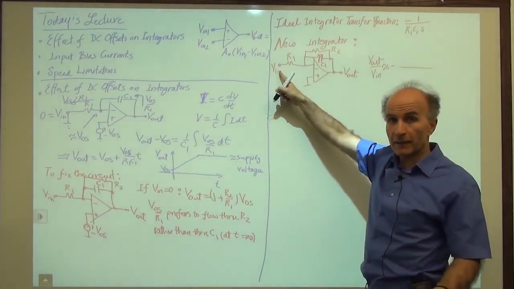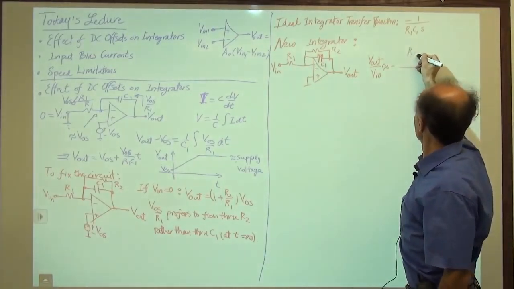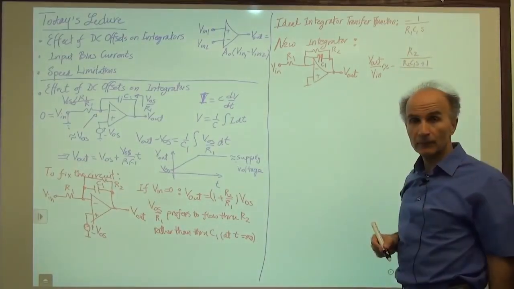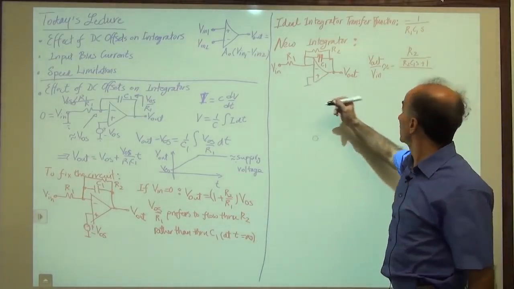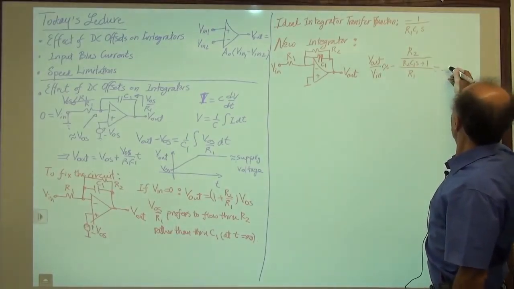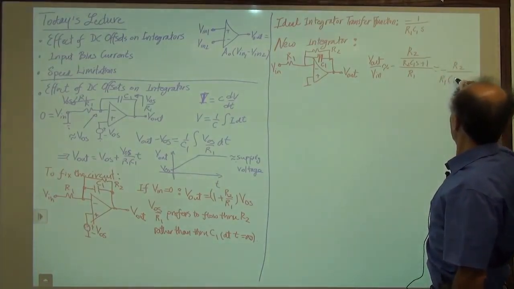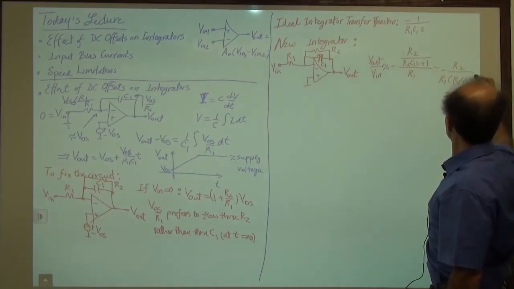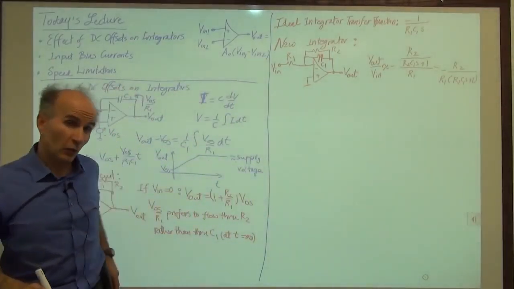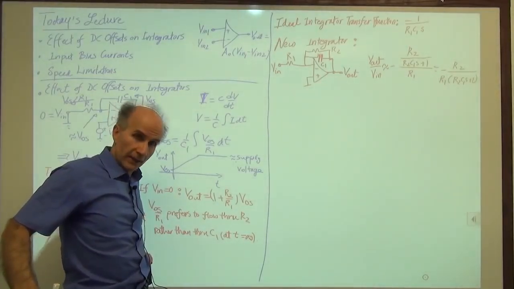So we just have to find the impedance of a resistor in parallel with a capacitor. And that's just this, R2 over R2 C1S plus 1. And then divided by Z1, which is R1. And this gives us minus R2 over R1 times R2 C1S plus 1. So that is the transfer function of the new circuit. It doesn't quite look like an integrator, but not all hope is lost.